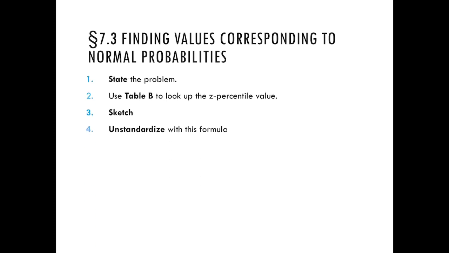So now, part 3 here is finding all values corresponding to normal probabilities. Once again, you're going to state the problem, make sure the problem is stated. You're going to use table B to look up your z percentiles values, sketch it, and unstandardize it with this formula.